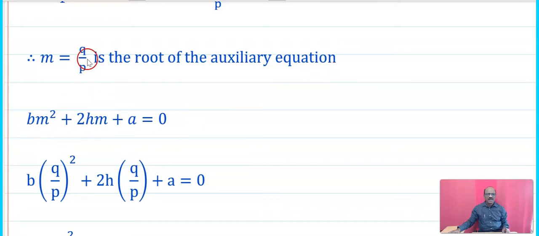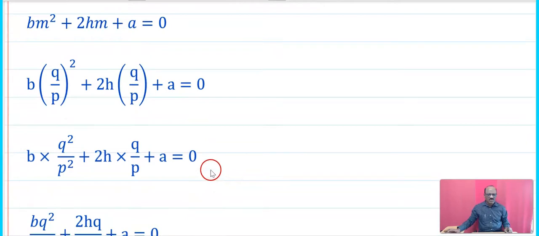And substitute the value of this m, which is q upon p. That is b in bracket q upon p bracket square plus 2h. Substitute the value of m again, that is q upon p, plus a is equal to 0. Then after simplification, what you will get? Keep this b as it is. q square upon p square plus 2h into q upon p plus a.